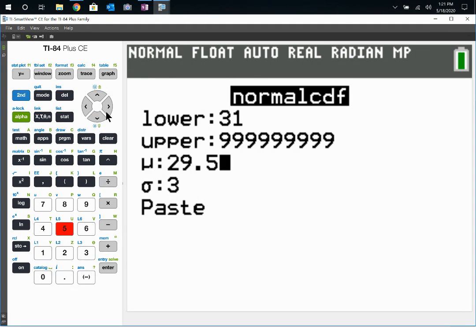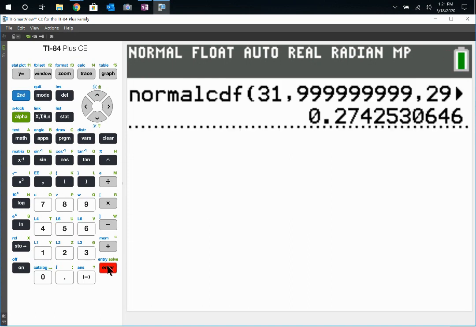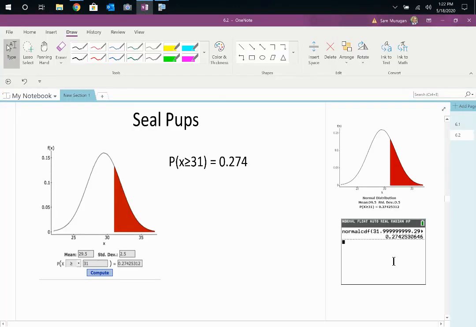29.5 and 2.5. And I would get the same probability, 0.2742. I copied and pasted that in so you can see the data for it. So whatever makes you happy.